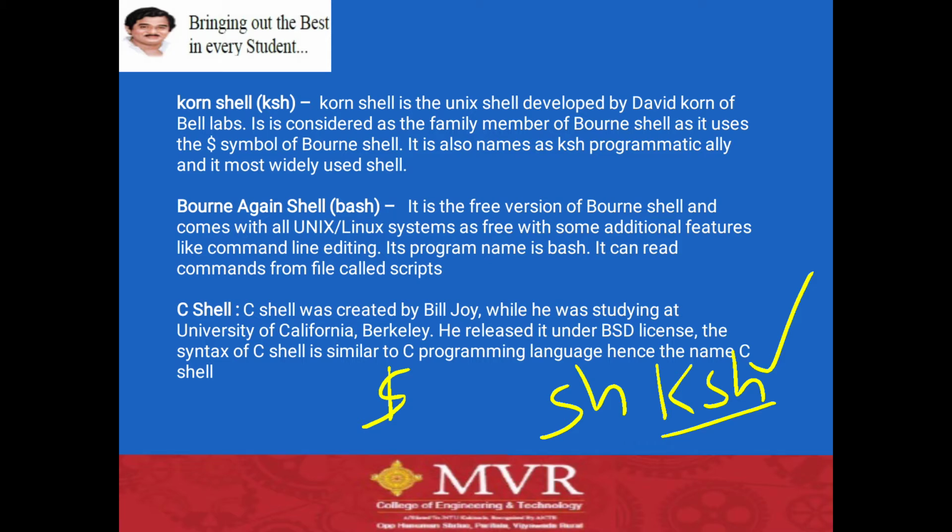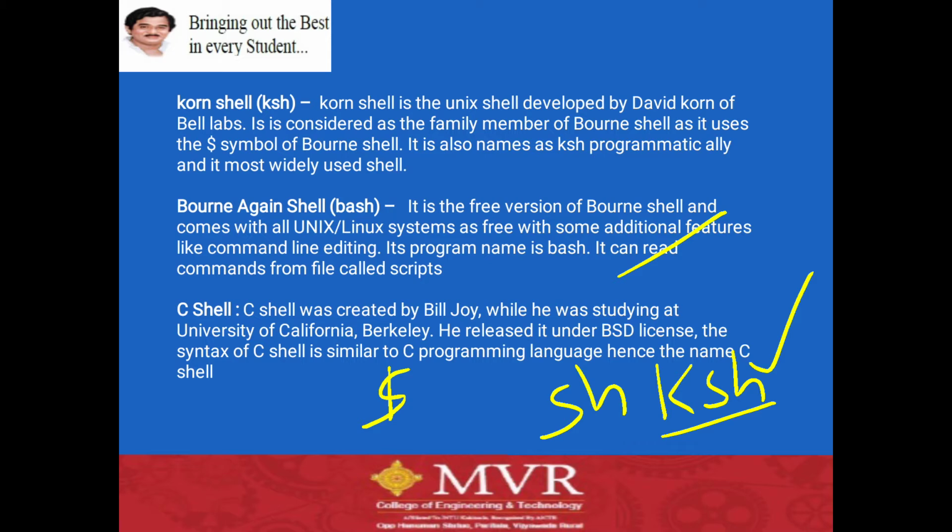Both of these shells belong to the same family, so they use the same command prompt, that is the dollar symbol. And this is the Bourne Again shell, the third type of shell. It has some additional features compared to the Korn and Bourne shells, that is command line editing. Command line editing means that whenever you are executing a program, you can give commands and edit them, and you can perform those things using the Bourne Again shell, the bash shell.